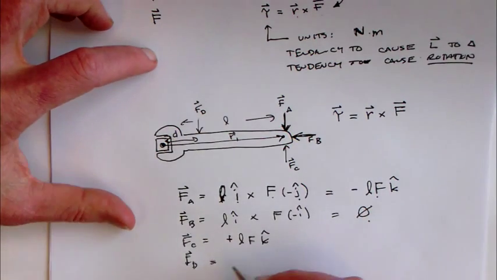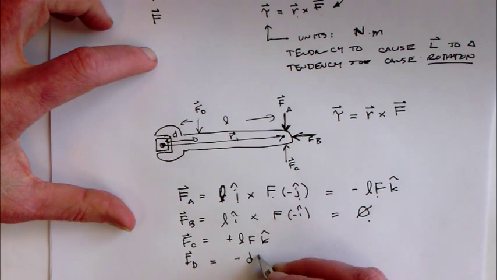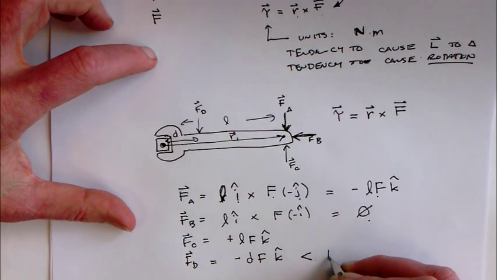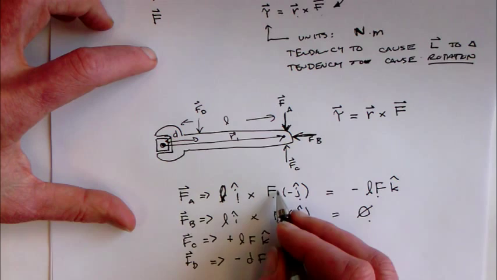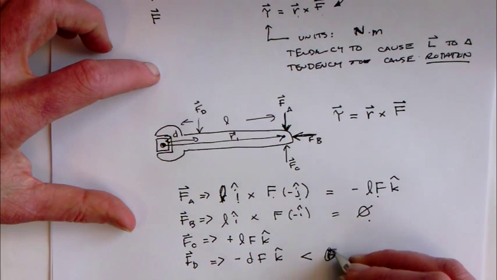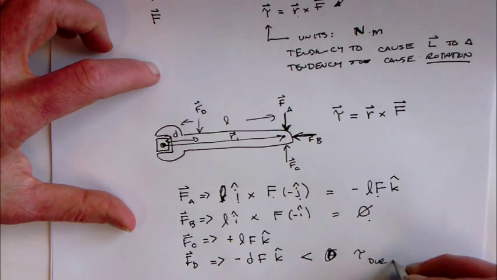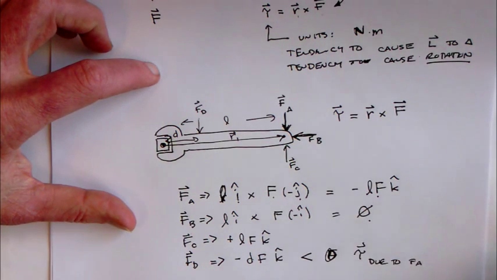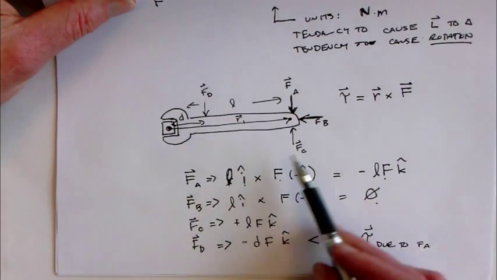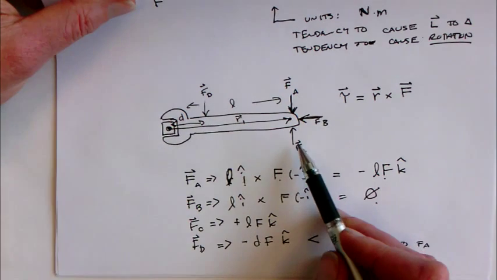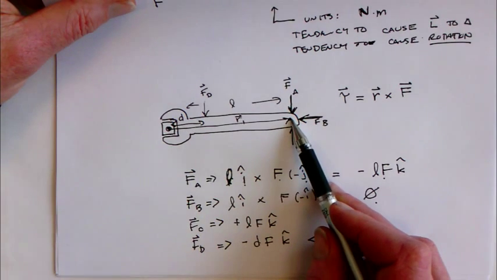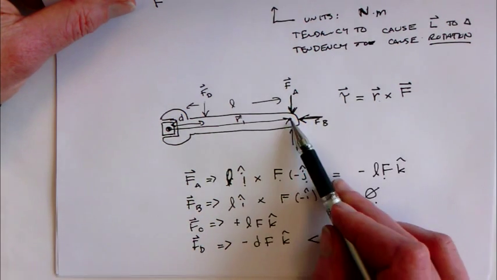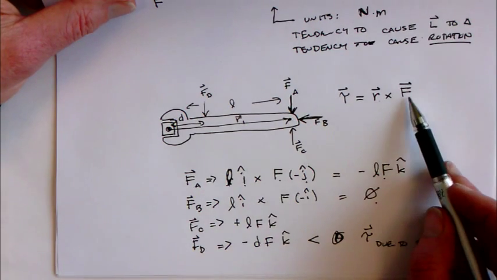And finally, force D, even if it's just as big a force, if this is a much smaller distance, let's call it d, force D is going to give me a torque of minus d times F times k hat, which is going to be less than the torque due to force A. I apologize, I wrote F's here and I meant to write torques here. So each of these forces, even though they're the same size, causes a different torque, right? And the value of the torque depends on where the force is applied, this R, and also on the direction of the force, because of this cross product.